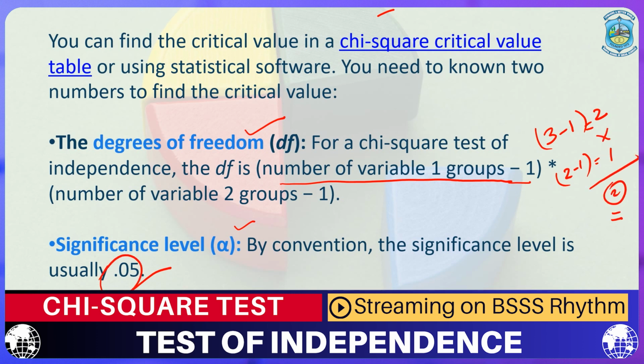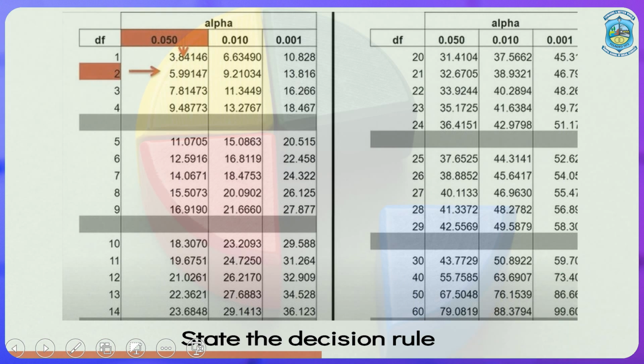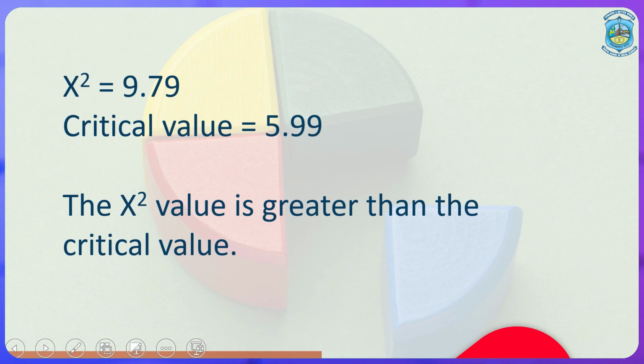We have to look up the chi-square table for 2 degrees of freedom and significance level of 0.05. So, here are the degrees of freedom and this is 0.05, the significance level. The table value comes out to be 5.99147. So, the chi-square value that we had calculated is 9.79 and the critical value that we got from the chi-square table is 5.99.